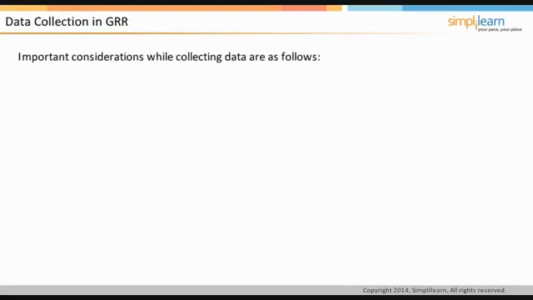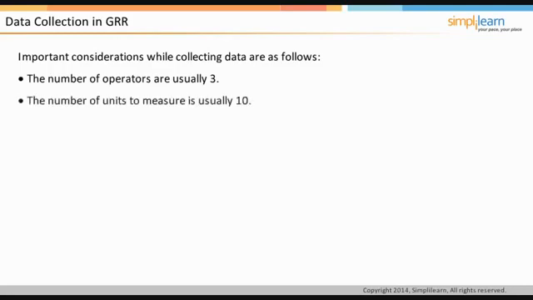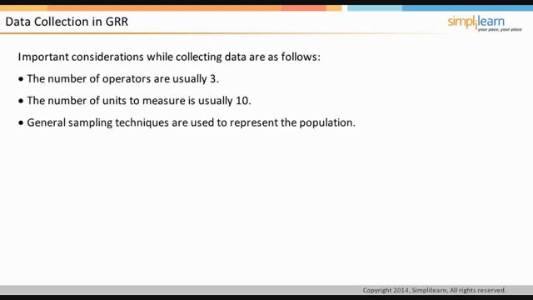In this screen, we will learn about data collection in GRR. There are some important considerations for data collection in GRR studies. There are usually 3 operators and around 10 units to measure. General sampling techniques must be used to represent the population, and each unit must be measured 2 to 3 times by each operator.